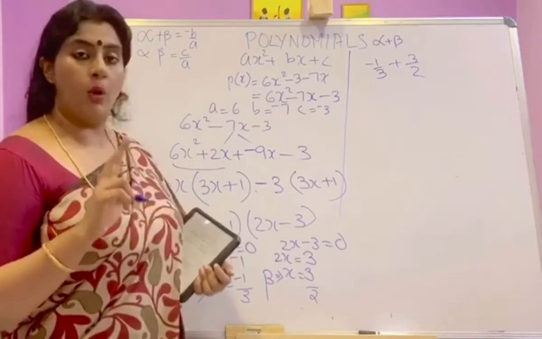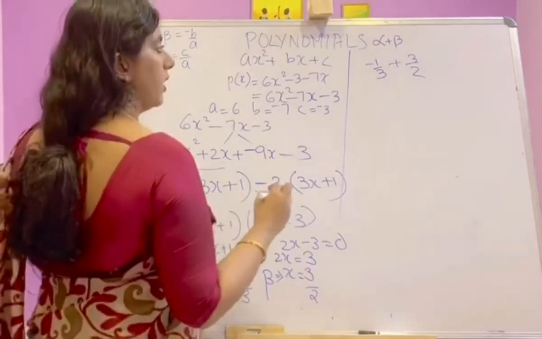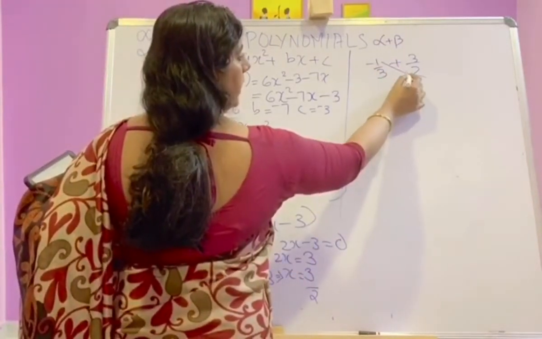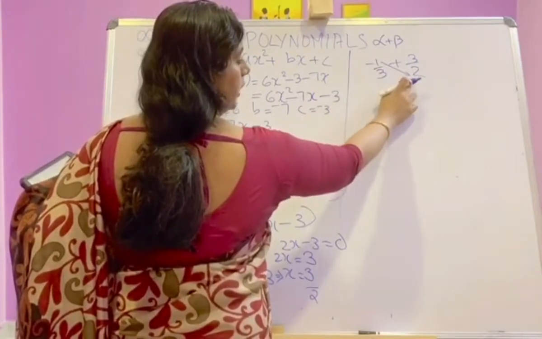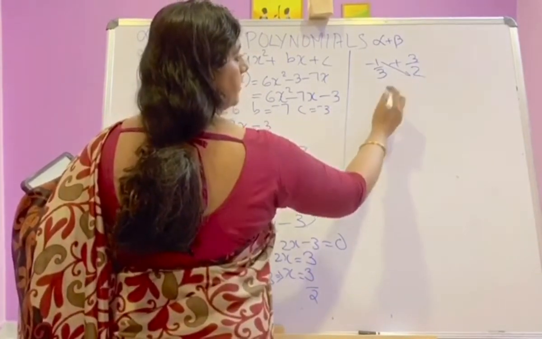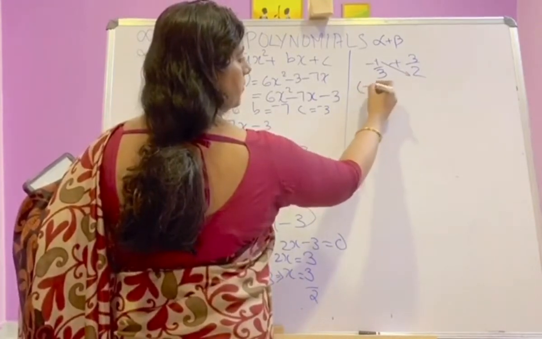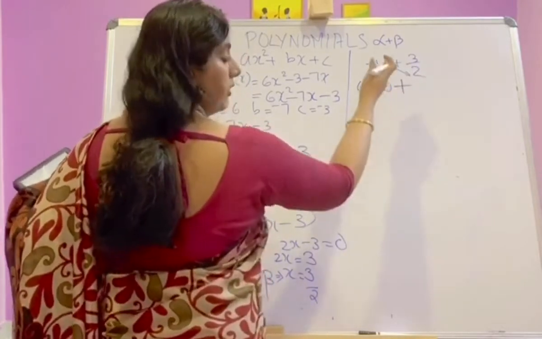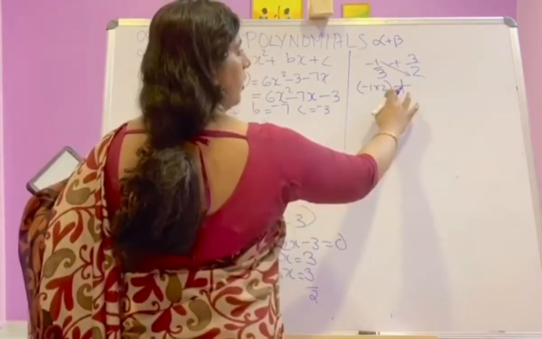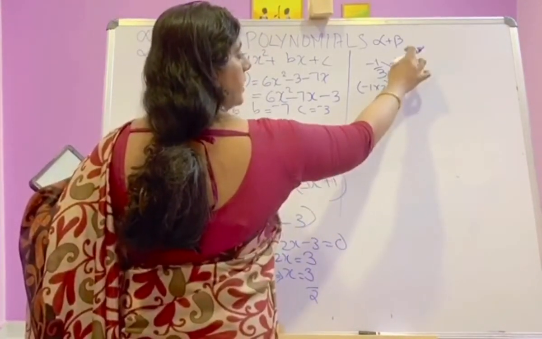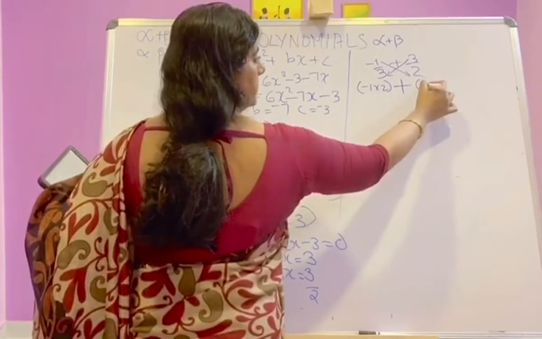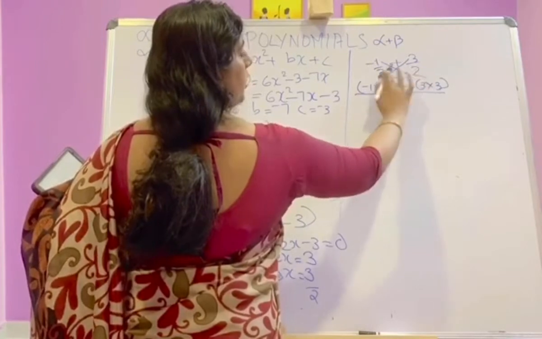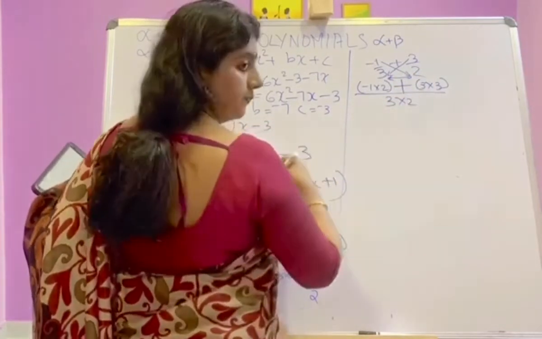Now I will do both the methods here. Cross multiplication means first you multiply the numerator of the first term into the denominator of the second term, that is negative 1 into 2. Now write the operation here, that is addition. If it is subtraction, you can write subtraction. Next is this numerator into this denominator, divided by the product of the two denominators, that is 3 into 2.